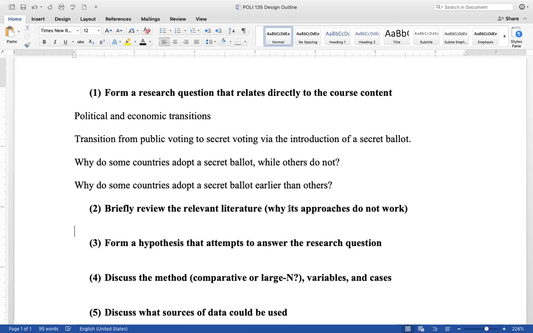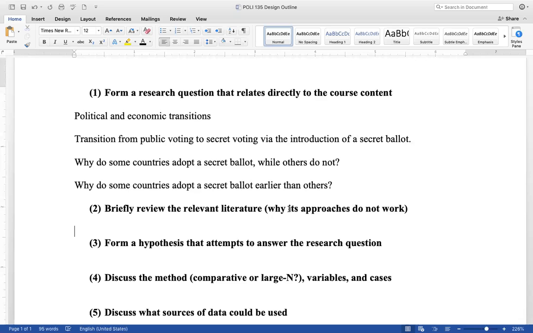Now, the second component of this is to briefly review the relevant literature. And what this means is I want you to begin, of course, with what we studied in class, but then go outside of the class and really only use the reading from the class as a starting point. I want you to branch out and find some additional literature. Two or three articles should be sufficient, and review that existing literature.